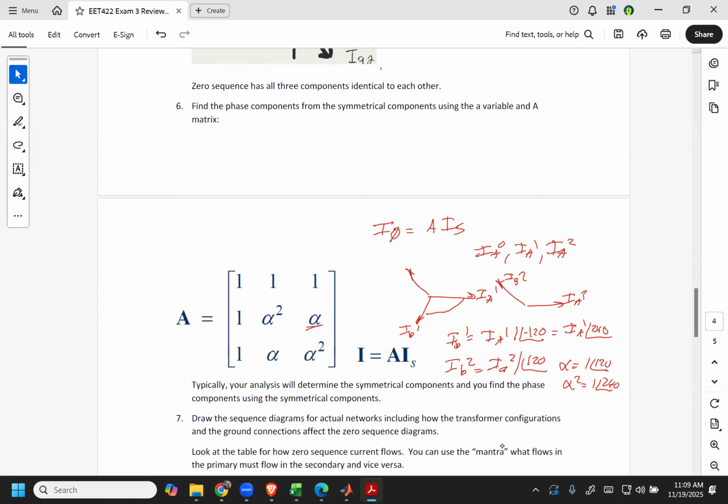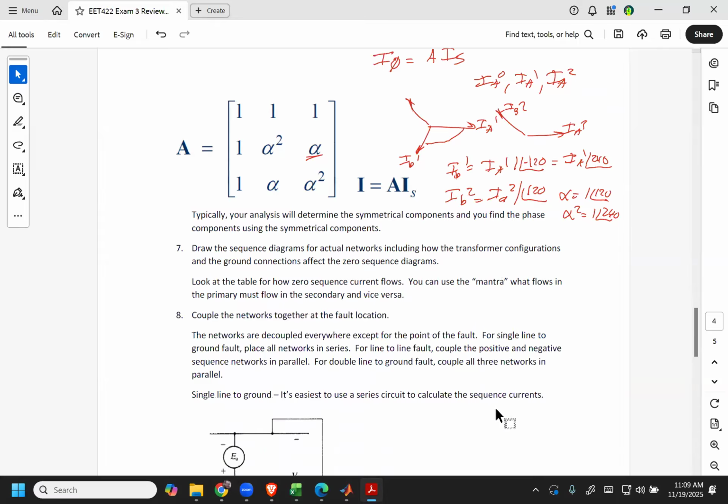But again, the capital A matrix only exists so that it makes it much, much easier for us to only need to calculate the phase A symmetrical components. So that's all well and good. We can go ahead and solve for the symmetrical components, but it doesn't really help us in our analysis unless we know what the phase currents are going to be.